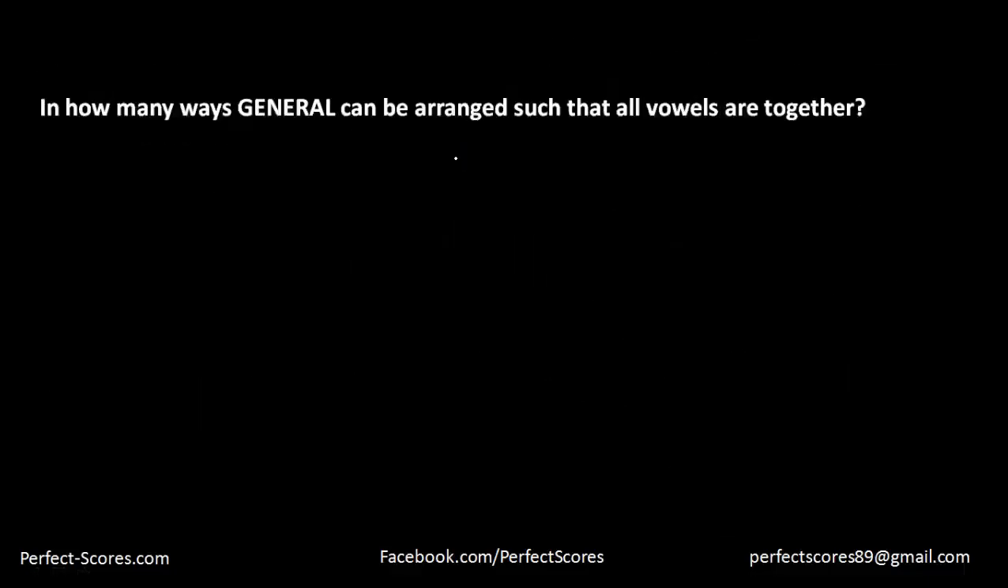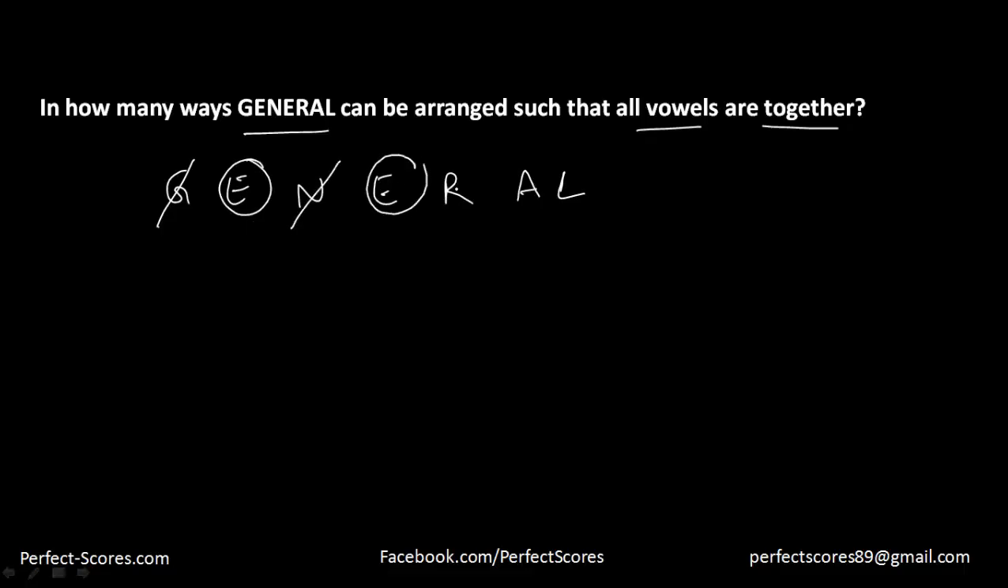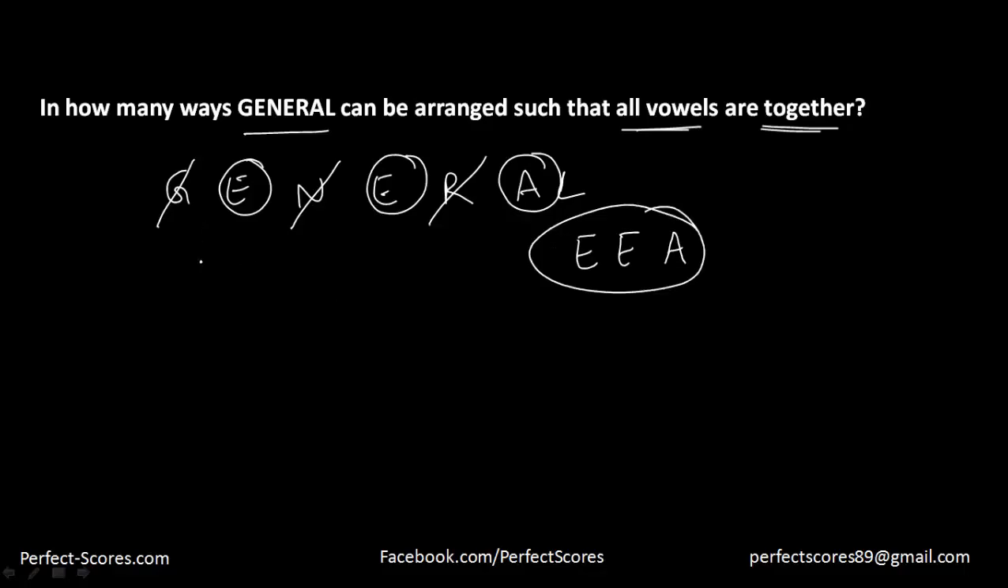Let's do a lot of questions on this so that it becomes a little more clear to you. Now, if the question says: how many ways can GENERAL be arranged such that all the vowels are together. So you have G, E, N, E, R, A, L. G is not a vowel, E is a vowel, N is not, E is a vowel, R is not, and A is a vowel. Now all the vowels have to be together, so you have 2 different groups. You have E, E and A, that's one group which has to come together. Then you have G, N, R and L.